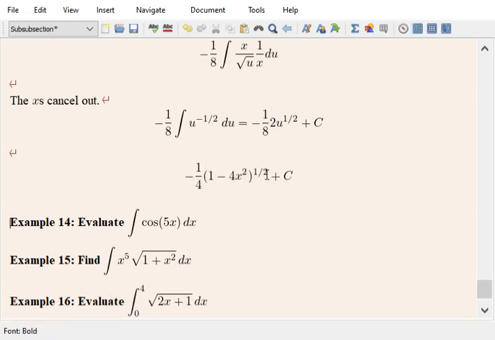If you don't like the power 1/2, you could write square root instead. It doesn't make any difference to me. Sometimes I prefer square roots. For the most part, though, I think fractional exponents are going to be better. So it's really just a matter of preference.